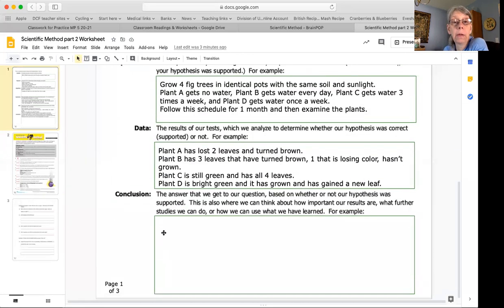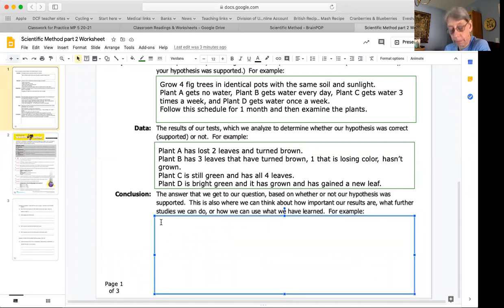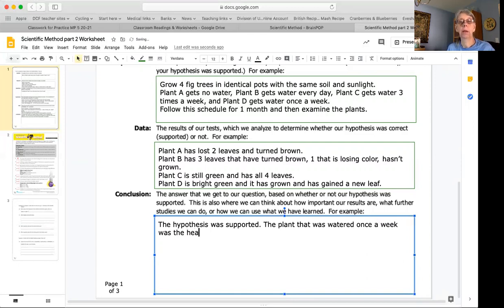So we can start. I'll help you start your conclusion, but you're going to finish it up. The hypothesis was supported. The plant that was watered once a week was the healthiest. You give me more than that, okay?